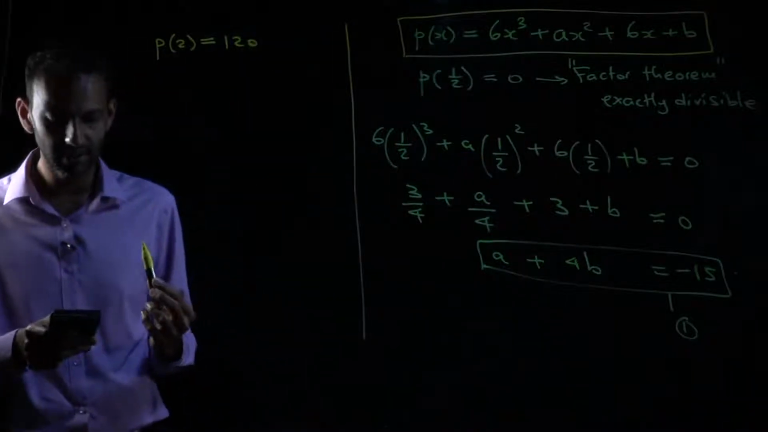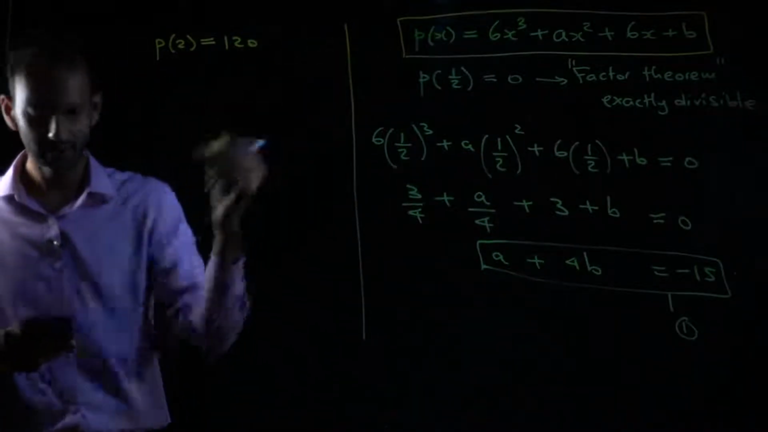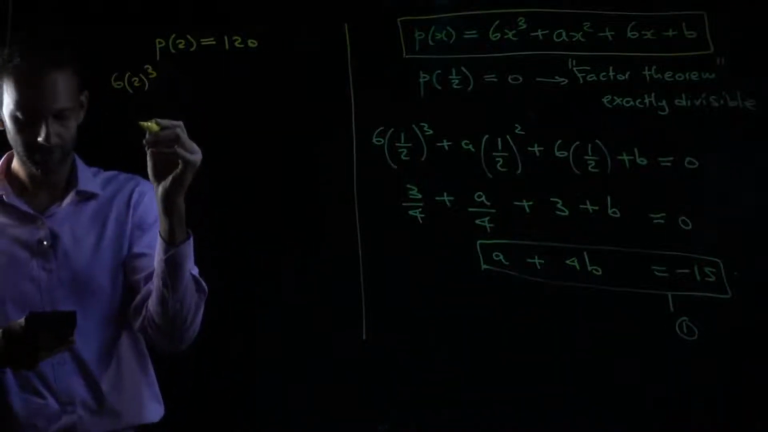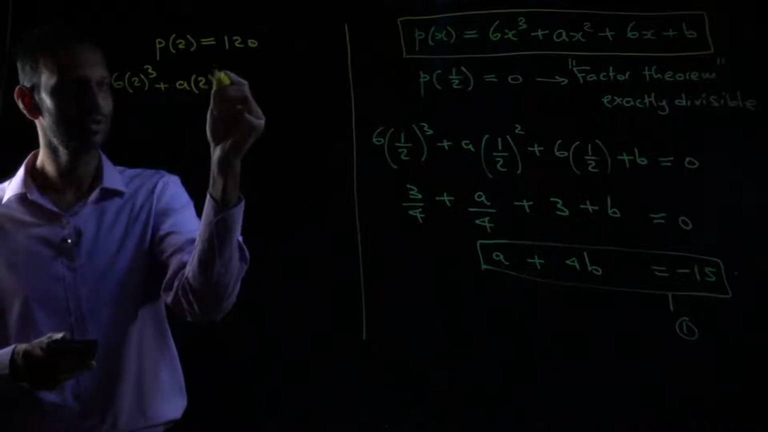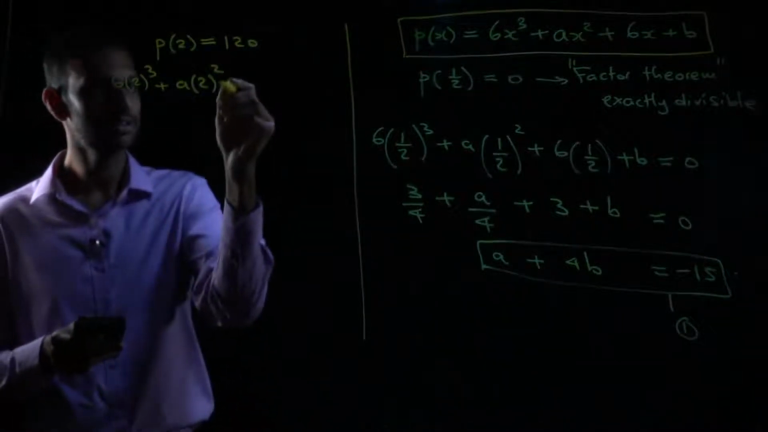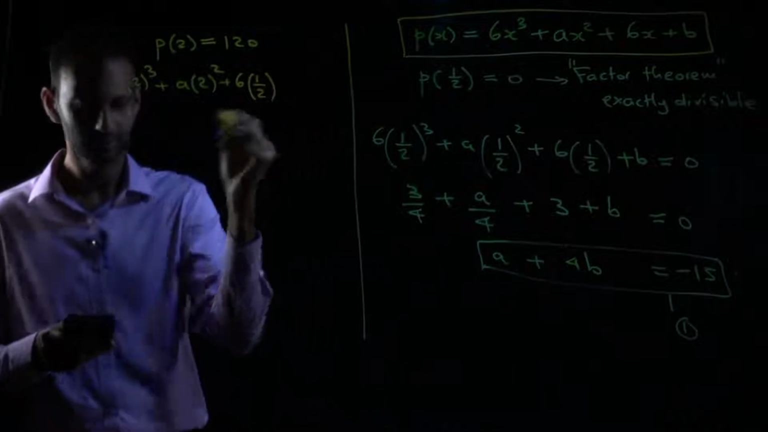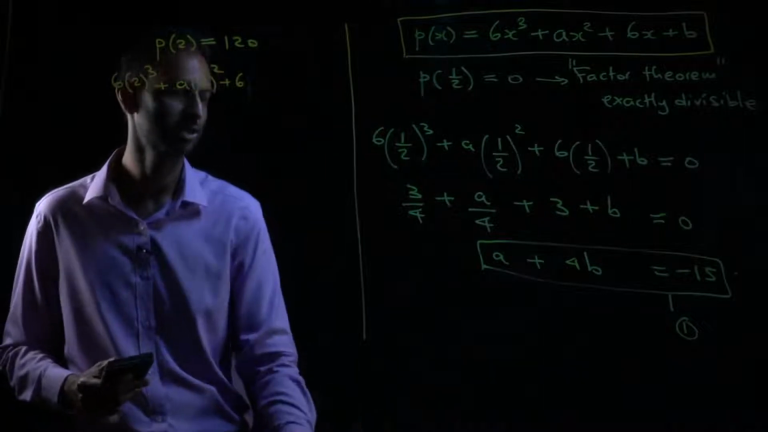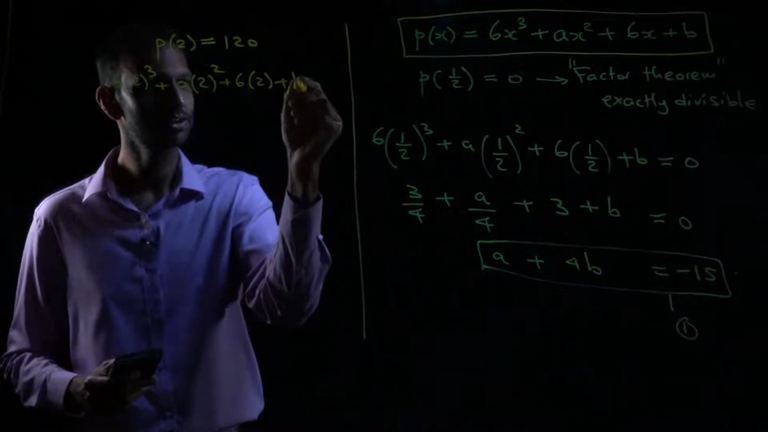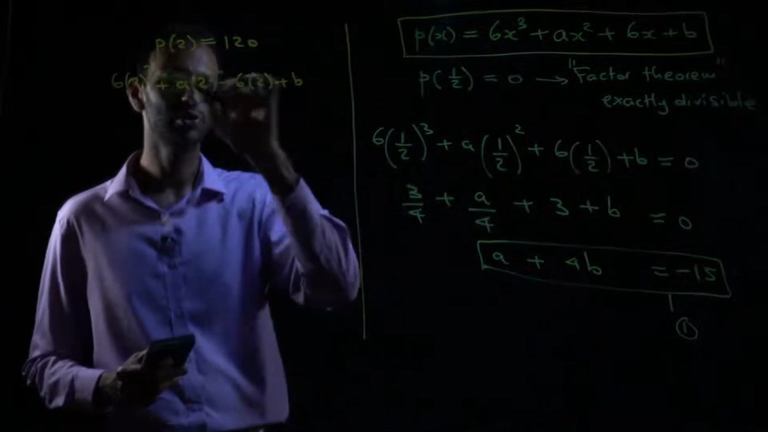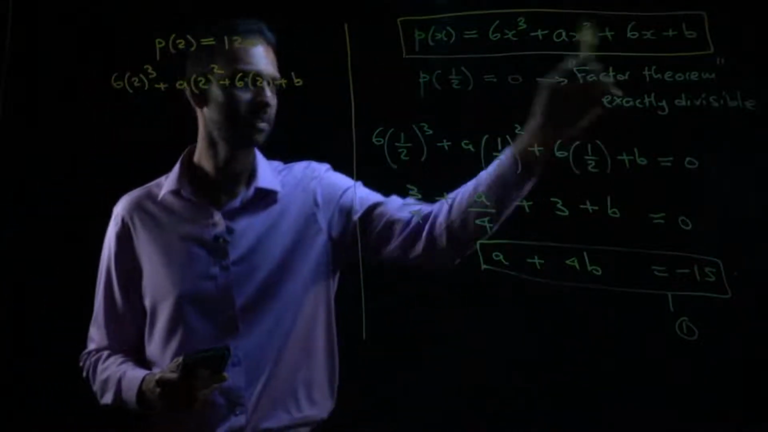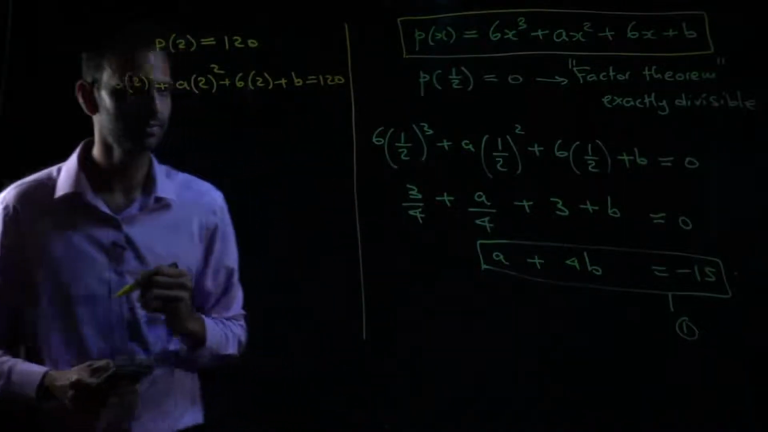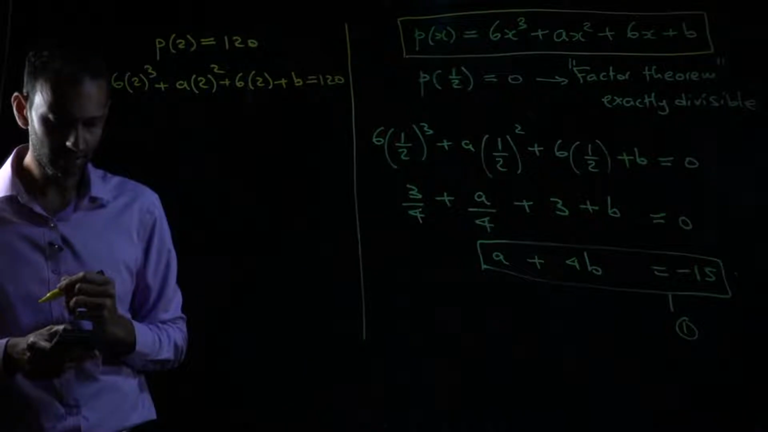We are substituting, technically. So p of 2, substituting the 2, we have 6 times 2 to the cube plus a times 2 to the squared plus 6 times 2 plus b. So I'm substituting the 2: 6 times 2 cubed plus a times 2 squared plus 6 times 2 plus b, this is equal to 120. Okay, now let us simplify.